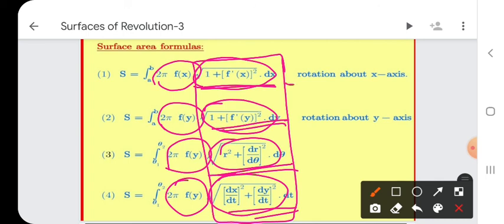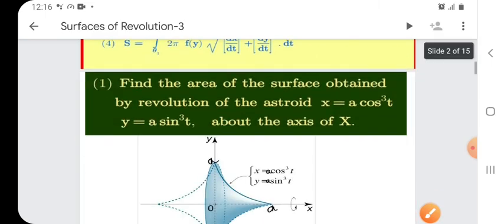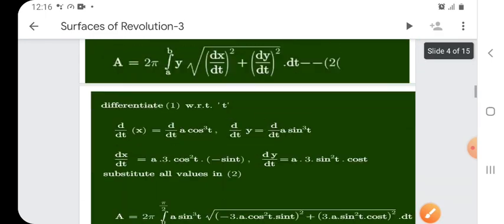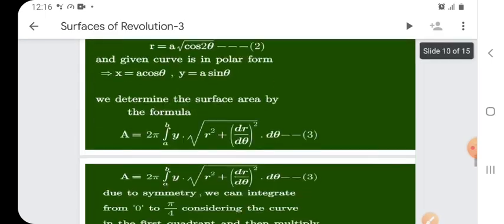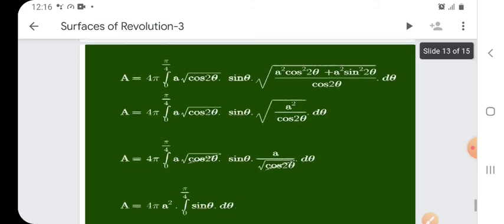Here we write the same formulas in Cartesian form, polar form and parametric form. And for finding surface area, we multiply this length with our given curve. So I write f of x, f of y in front, okay. These are the 4 formulas. These are the 2 more problems. We have so many problems in this chapter.